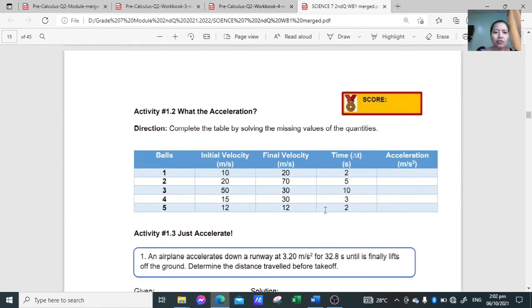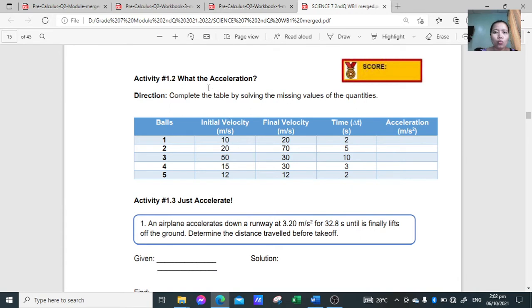Next, activity 1.2. What's the acceleration? Okay, the direction is complete the table by solving the missing values of the quantities. So the missing value is the acceleration. Based on the given, what is the acceleration? Go back to your module and learn the formula for acceleration.